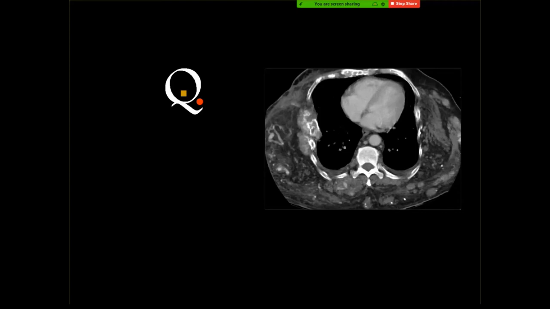It's a fusion, but there is a very big lesion, a big mass. Neurofibromatosis? Neurofibromatosis of the chest wall.